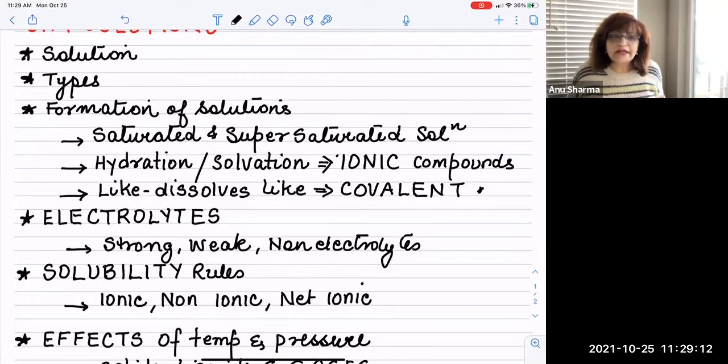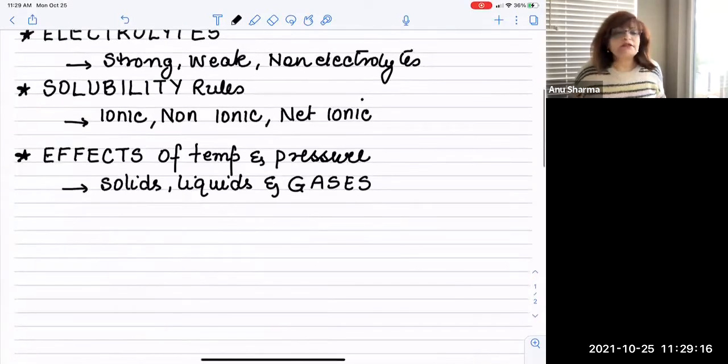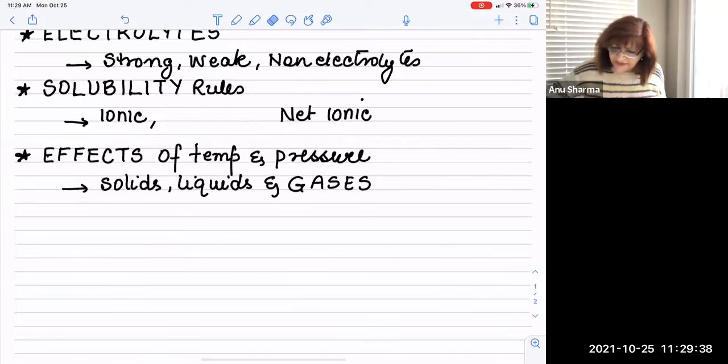Then we're going to look at the electrolytes, the strong, weak, and non-electrolytes, then the solubility rules, and then the effects of temperature and pressure on the different types of solutions. And also with the solubility rules, we are going to look at the ionic and net ionic equations. And then also we're going to look at the spectator ions.